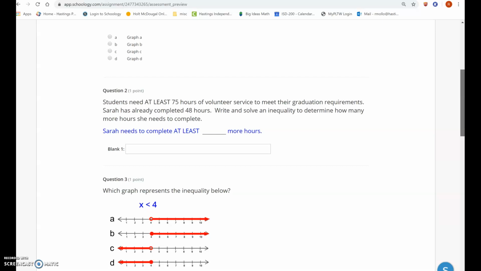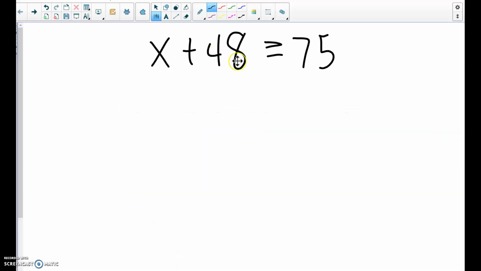Question 2: students need at least 75 hours of volunteer service to meet their graduation requirements. Sarah has already completed 48 hours. Write and solve an inequality to determine how many more hours she needs to complete. So it says she already has 48 hours and she needs at least, which means more than or equal to, 75. She can do 76 hours, that would be okay. She can do 78 hours, whatever, but she can't do 74 hours. She needs at least 75 hours.